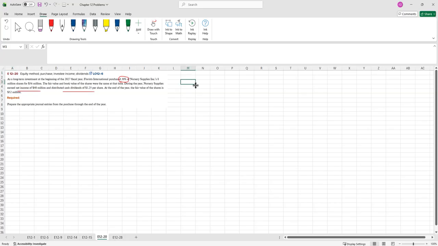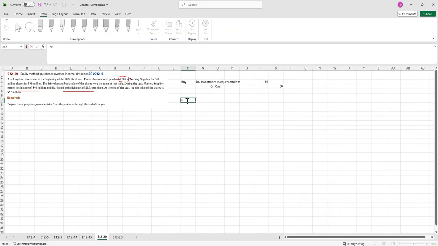So when we buy it, we use the equity method, very similar to before. It's going to be debit investment in equity affiliate. In this case, what we paid, 56, credit cash 56. That's great.